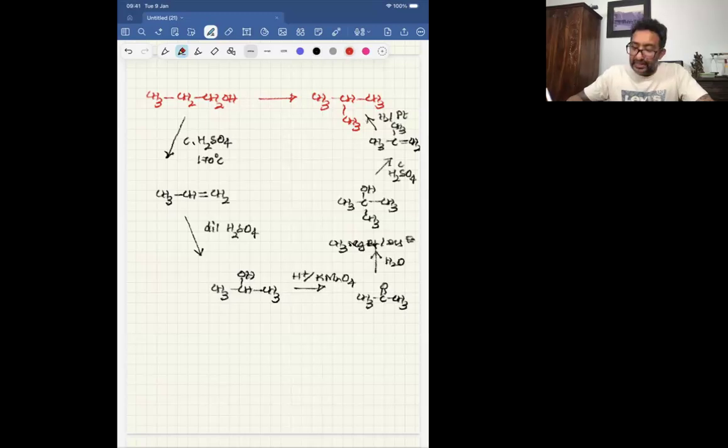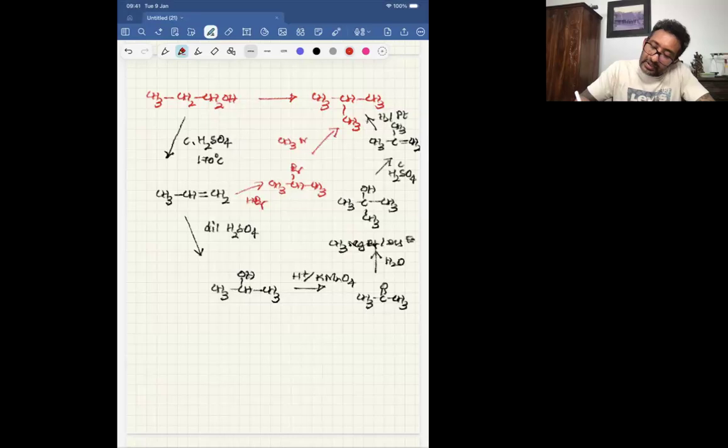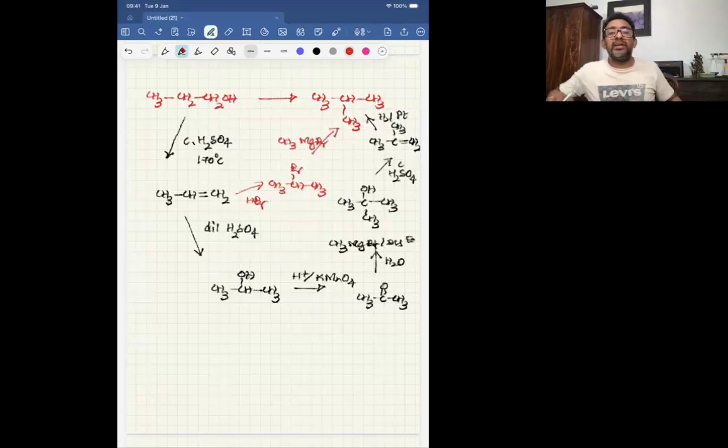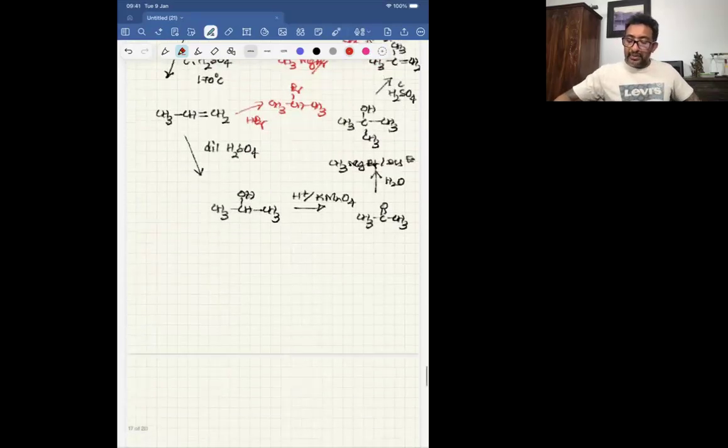Well, there's another method where you turn this into, add HBr. CH3, CH, CH3, this is Br. Then you can get Grignard, CH3, MgBr. But that is not a very good method. Like, the yield is not that great. That's why we use it like this. Right. Is it clear?